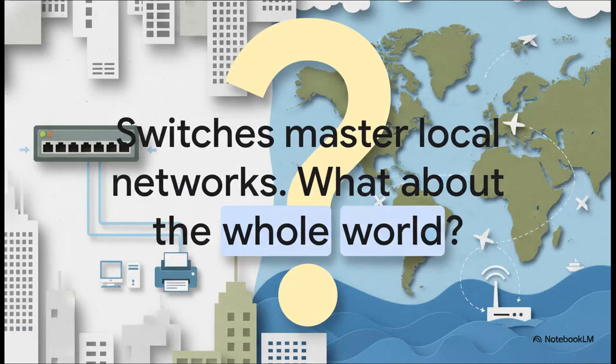So yeah, the switch is the absolute master of the local network. It makes sure your print jobs find the printer and your files find the server, all without a hitch. But what happens when your data needs to leave the building? How does it find its way across town, across the country, or even across an ocean to reach a server on the other side of the planet? Well, that is a story for a different kind of hero. That's a story for a router.